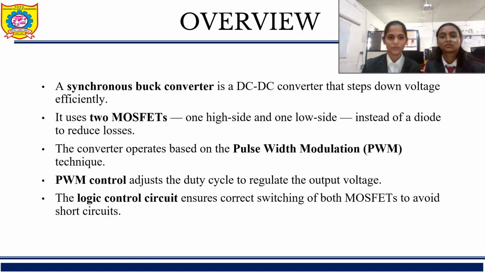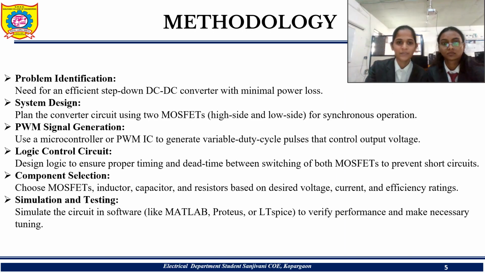Second one is the overview. A synchronous buck converter is a DC to DC converter that steps down the voltage efficiently. It uses two MOSFETs, one high side and one low side. It uses the MOSFET instead of the diode to reduce the losses. The converter operates based on the pulse width modulation technique. The pulse width modulation control adjusts the duty cycle to regulate the output voltage. The logic control circuit ensures the correct switching of both MOSFETs to avoid the short circuit.